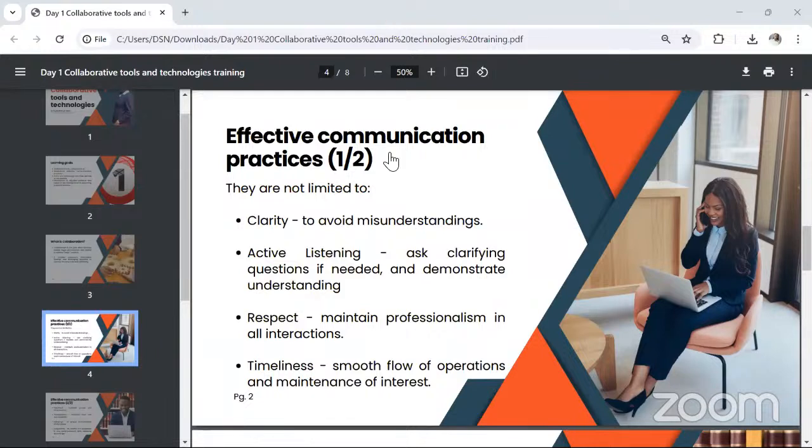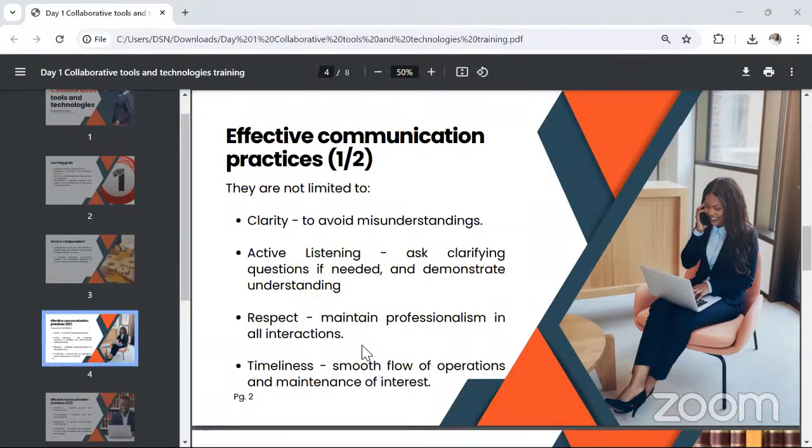Jesse, so these are the solutions to the things that you have put across. Respect, timeliness. Yes, Faith talked about this, that we need to have timeliness. And this gives us smooth flow of operations and also maintenance of interest. So timeliness can even go as far as maintaining someone's image.